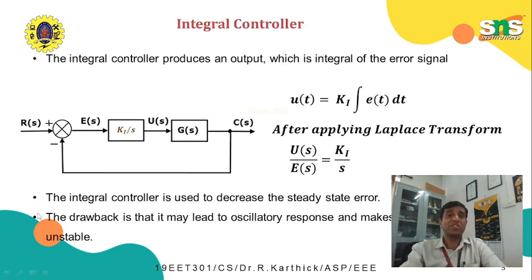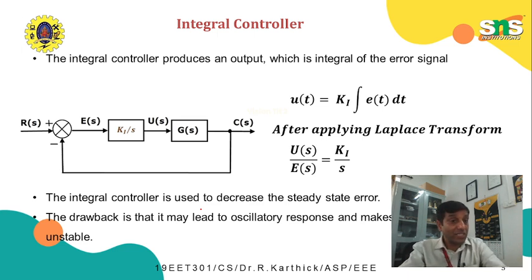The next is the integral controller. You can see the integral controller produces an output which is the integral of the error signal. So U(s) by E(s) is equal to Ki, which we call the integral gain, and since we are taking the Laplace transform of an integral, we give it as 1 by s. The main purpose of the integral controller is that it decreases the steady state error.